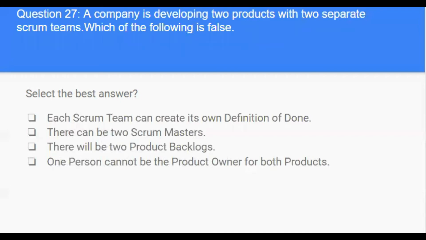Next question. A company is developing two products with two separate Scrum teams. Which of the following is false?